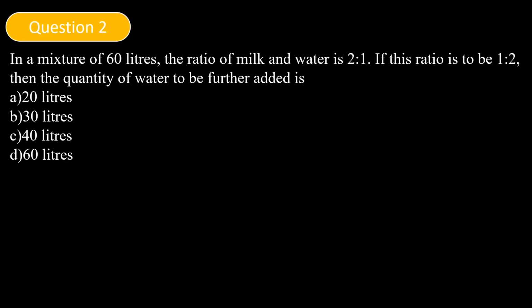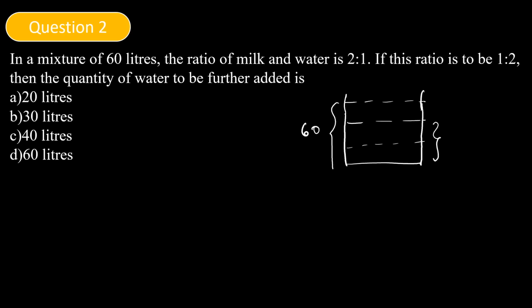If this ratio is to be 1:2, then the quantity of milk to be further added is. It is said that in a mixture of 60 liters, total 60 liters, milk and water are in the ratio 2:1. That is, 2 part is milk and 1 part is water.